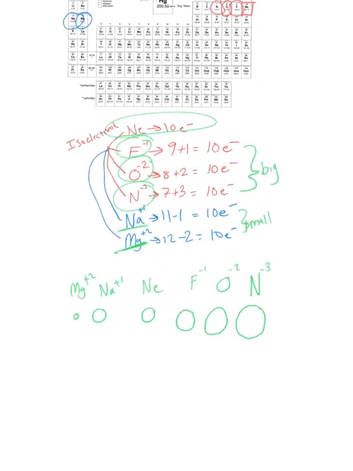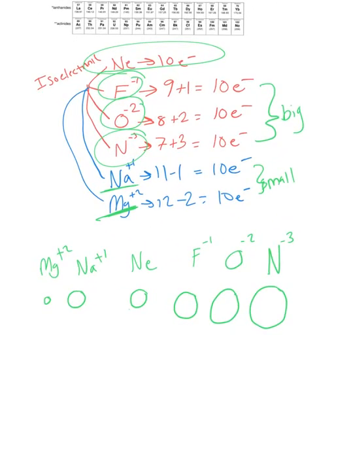Okay, so you need to know this. You need to know how to put them in the correct order. So the negatives are the biggest. The positives are the smallest. And the noble gas is in the middle.